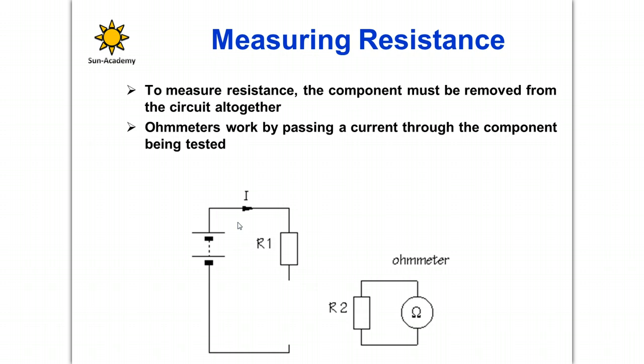To measure resistance, the component must be removed from the circuit altogether. Ohmmeters work by passing a current through the component being tested.